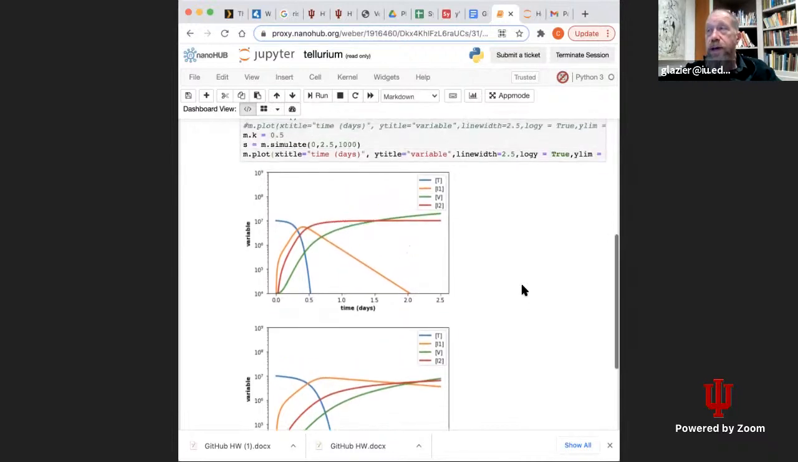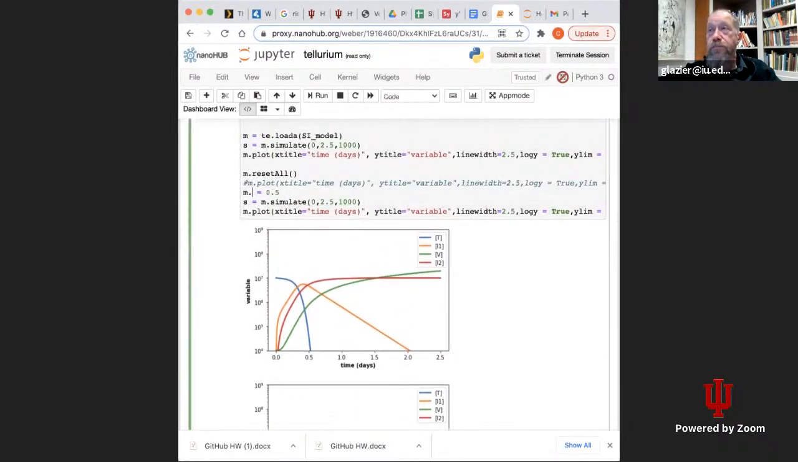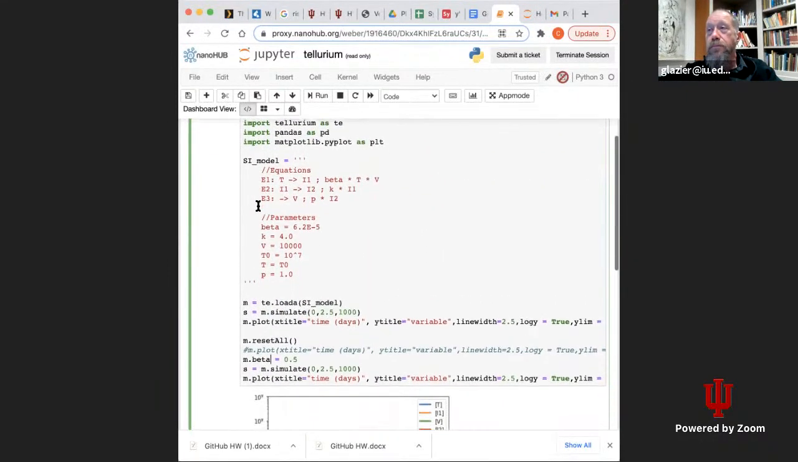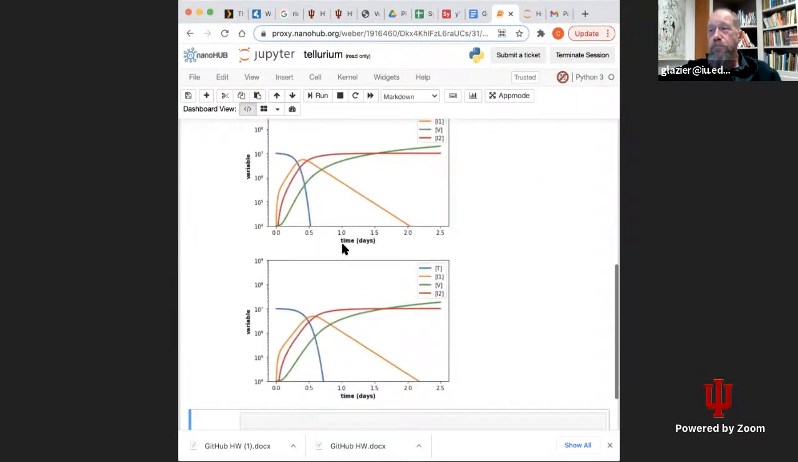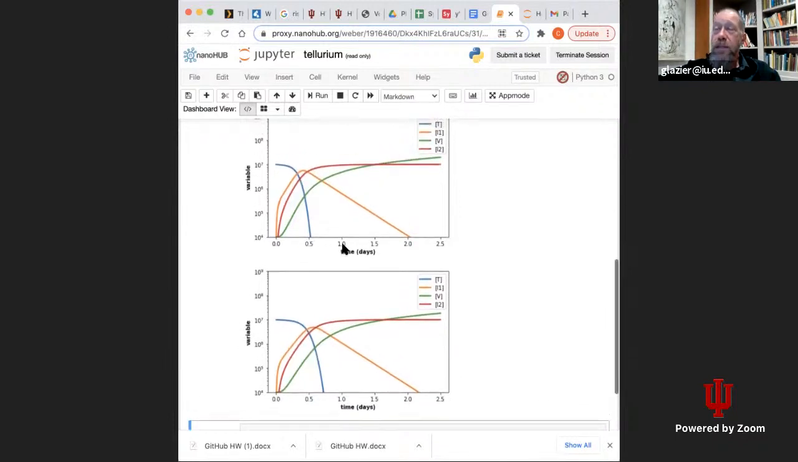Let's try, instead of changing that, why don't we change beta? One way you could do it is just say m.beta equals m.beta times 0.5, for example. That's slow. So we've now used a lower beta, which means the infectivity of the virus is lower. So you'd expect there to be a little bit less infection. It's subtle, but if we look carefully, you see that the total amount of virus is less, and it takes a little bit longer, not a lot, for things to happen.